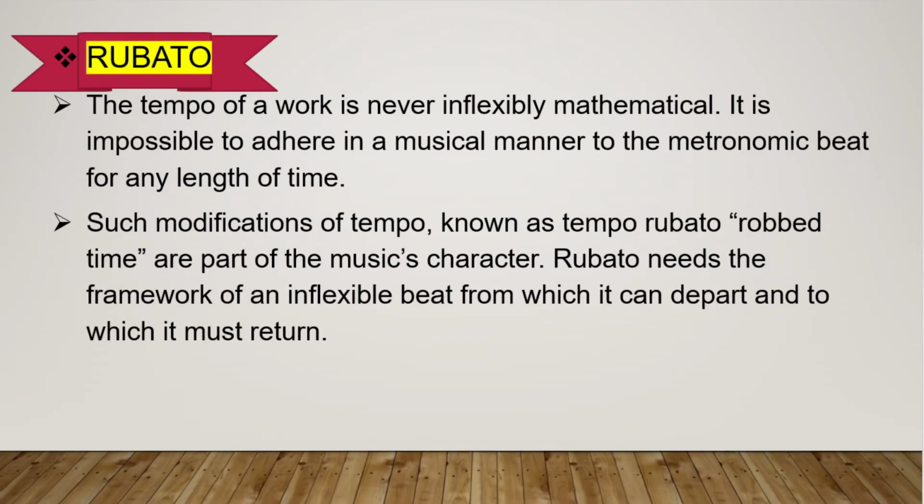Rubato. The tempo of a work is never inflexibly mathematical. It is impossible to adhere in a musical manner to the metronomic beat for any length of time. In a loosely knit passage, a tautening of tempo may be required. In a crowded passage, a slackening may be needed. Such modifications of tempo, known as tempo rubato, or commonly rubato time, are part of the music's character. Rubato needs the framework of an inflexible beat from which it can depart and to which it must return.